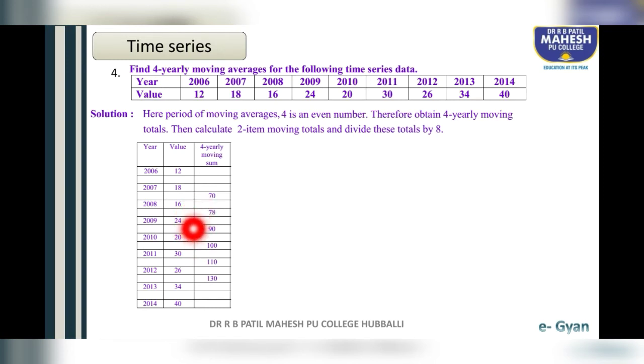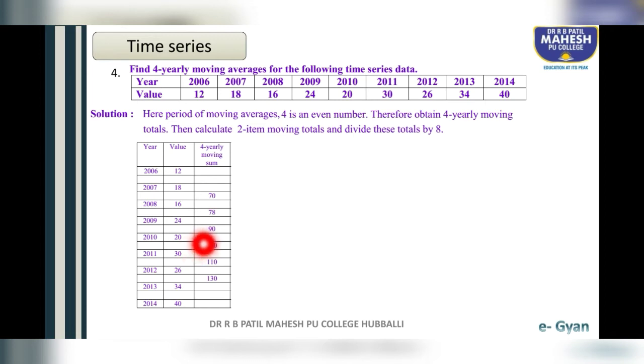Again from here you leave 16, next 4 values. Okay, 1 2 3 4. 26 plus 30 plus 20 plus 24. So the answer is 90. Okay, again you leave 24. Again you take the 4 values. Okay, 1 2 3 4. 20 plus 30 plus 26 plus 34.